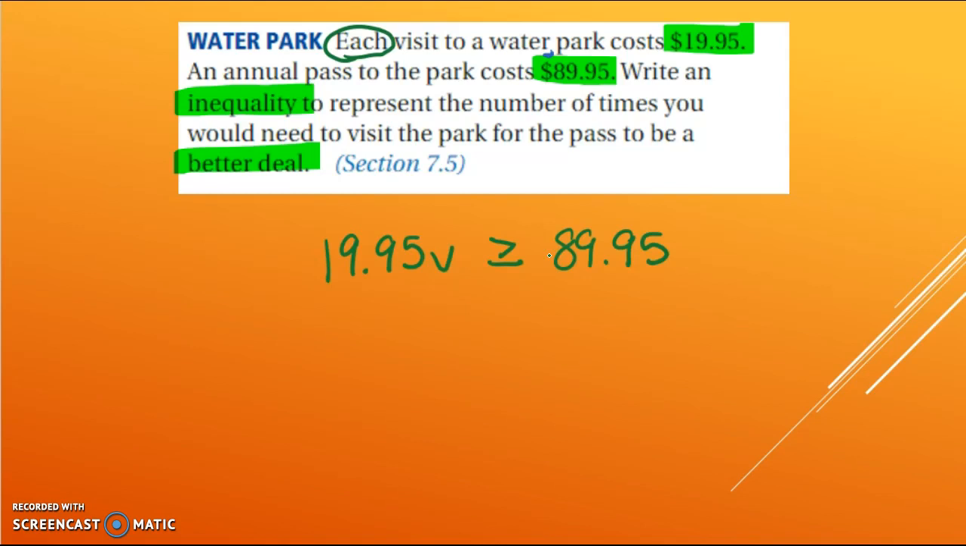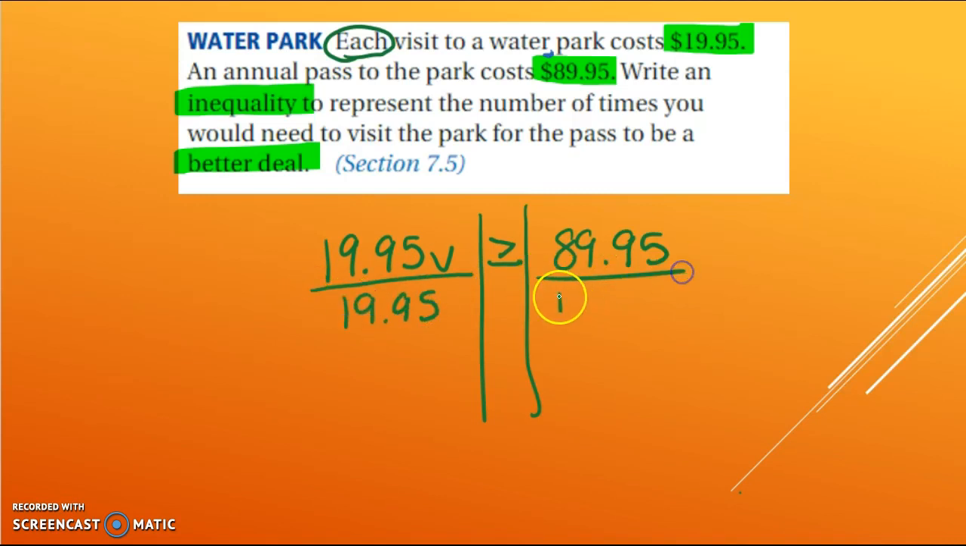The reason why I put the greater than or equal to sign is because if you think about it, you want to figure out when the point arrives that the $19.95 each visit would be a better deal than the $89.95. So now from here, your vertical line. All right, so our goal here is to get our variable by itself. So I'm going to divide by $19.95 here and $19.95 here. So these cross out. Left with v is greater than or equal to, and I need to figure out what that is. So I'm going to do this over here.